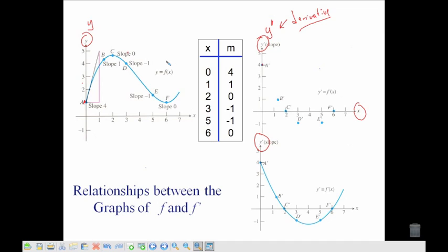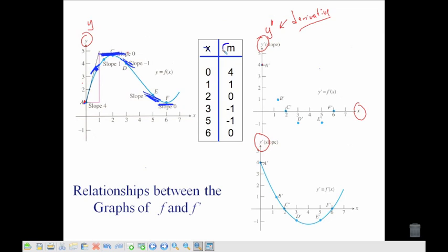So basically what we're doing, we look here at this first point, and I estimate that the slope is about 4 at the point when x is 0. So when x is 0, our slope is 4. I move over to 1, and I'm estimating that that slope is about 1. At 2, we could estimate that slope as 0. At 3, it looks like negative 1. At 5, it looks like it's negative 1 again. At 6, it's back to 0. And we could keep going, but this gives us a basic idea.